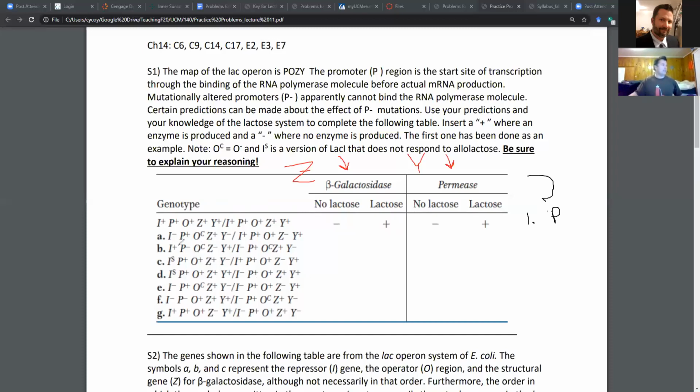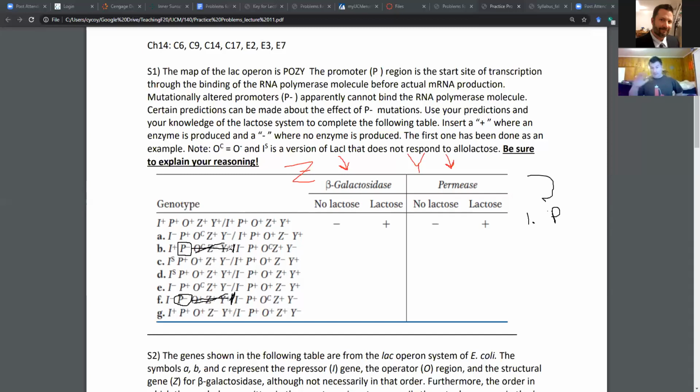Anywhere on here you see a P minus, for example here, guess what? Anything to the right of that up to that dash is useless. We don't even care anymore. Because if the promoter is broken, if that polymerase can't sit down, because that's what it means. It means the promoter signal is mutated to where the polymerase doesn't recognize it. If that's broken, it doesn't matter what you have following it as far as the Z and the Y. It doesn't matter.